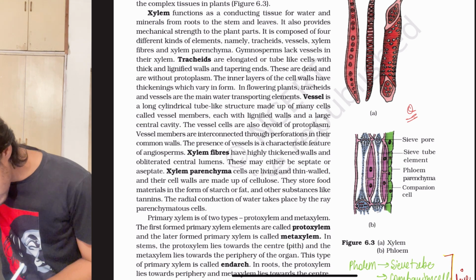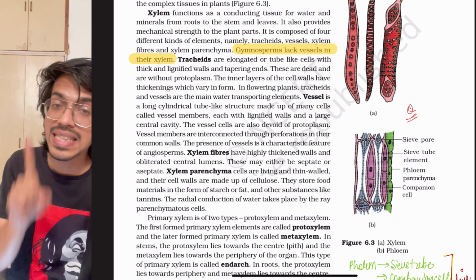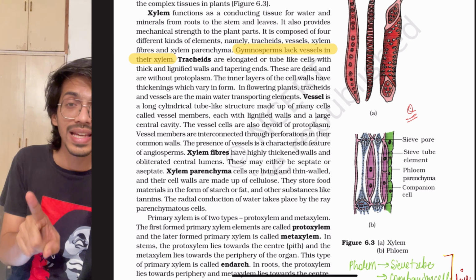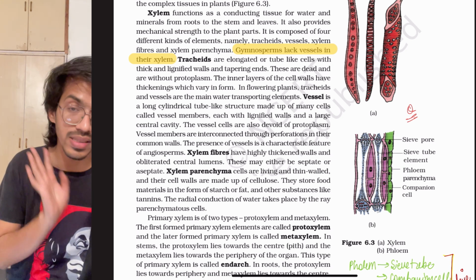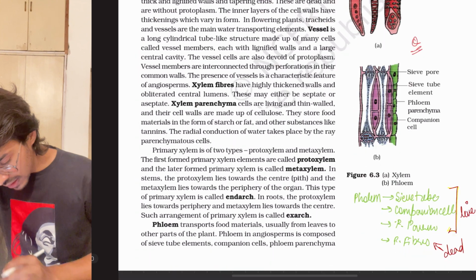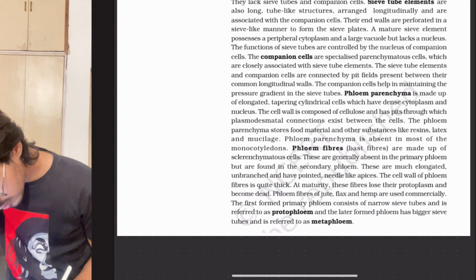Gymnosperm lacks vessels. Similarly, gymnosperm do not have sieve tubes and companion cells. Instead of that, they have sieve cells and albuminous cells. Okay, so you have to remember this thing, which is given on this page here, let me just find it.